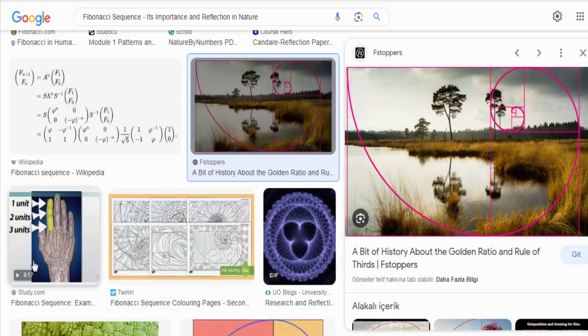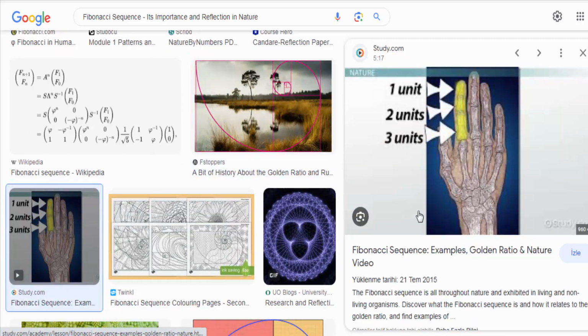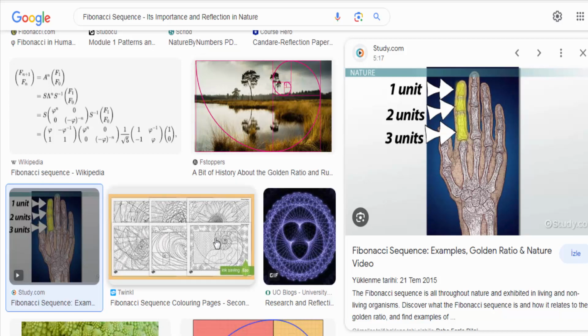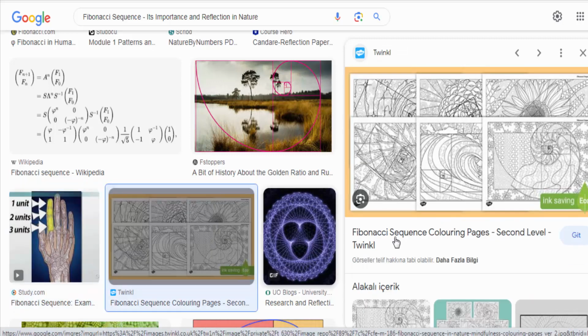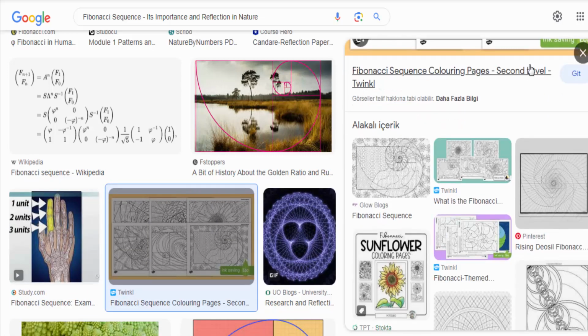Seed heads and pine cones. The arrangement of seeds in the seed heads of sunflowers, pine cones, and other plants often follows the Fibonacci pattern. The seeds are arranged in spirals, with the number of spirals being 2 consecutive Fibonacci numbers. This pattern allows efficient packing of seeds and optimal exposure to sunlight.